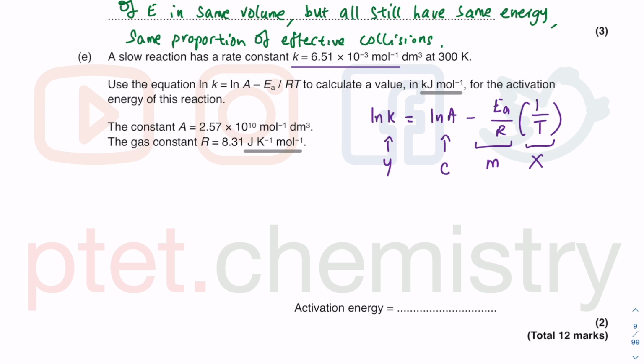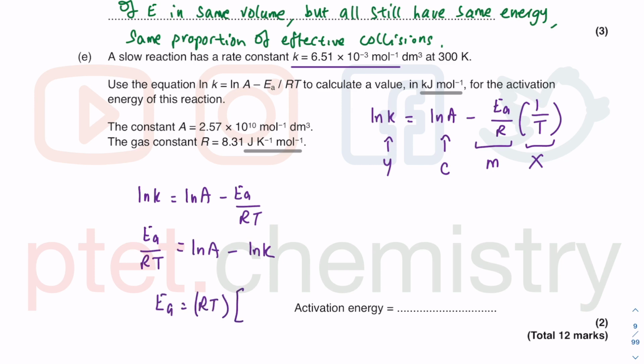We don't have a graph. So what can I do? I tell you what, I should probably rearrange the equation first because that is actually the easier thing to do. So I'm going to move Ea over RT here. ln A minus ln k. So Ea is equal to RT times ln A minus ln k.